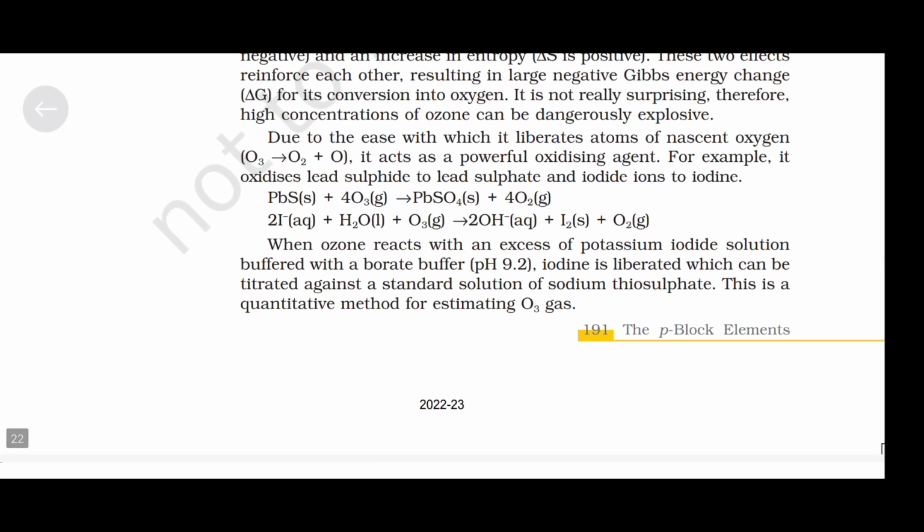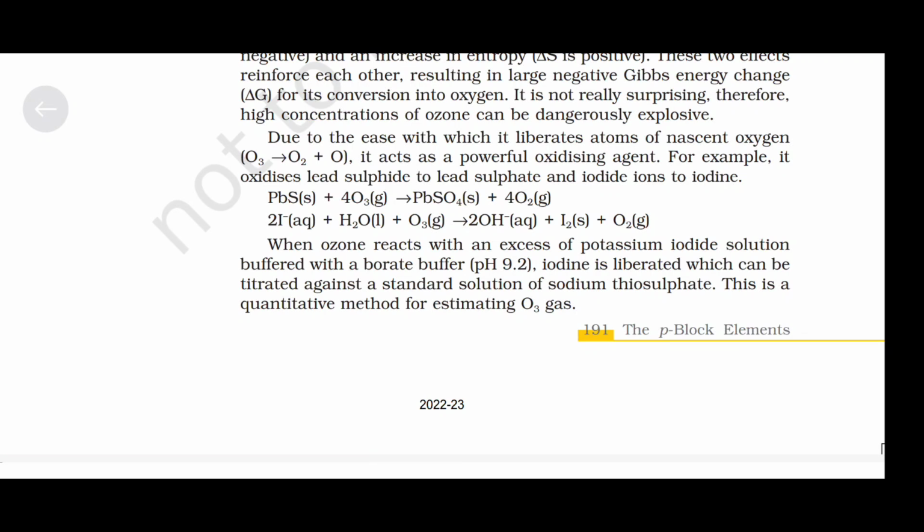Due to the ease with which it liberates an atom of nascent oxygen, O3 gives oxygen, O2, plus nascent oxygen. It acts as a powerful oxidizing agent. For example, it oxidizes lead sulfide to lead sulfate and iodide ions to iodine. You can look at the reaction that is shown on the screen of your textbook.